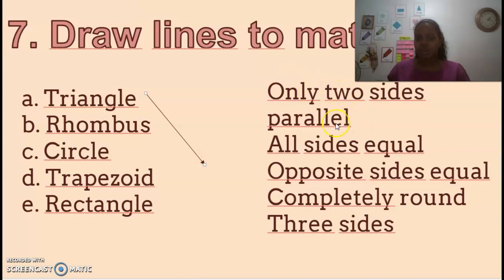No. Triangle is parallel? No. Triangle has all sides equal? Triangle has opposite sides equal? Triangle completely round? No. So, which one is the correct one for triangle? 3 sides. That's what the name triangle means. Very good. So, what you're going to do is basically join with a line like this one. 3 sides. And that's what you have to do in exercise number 7.